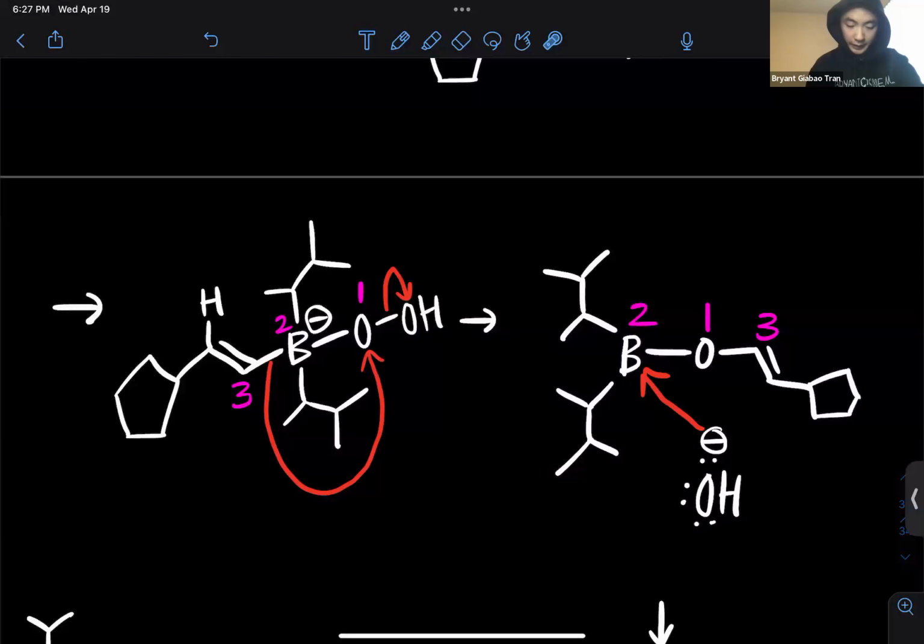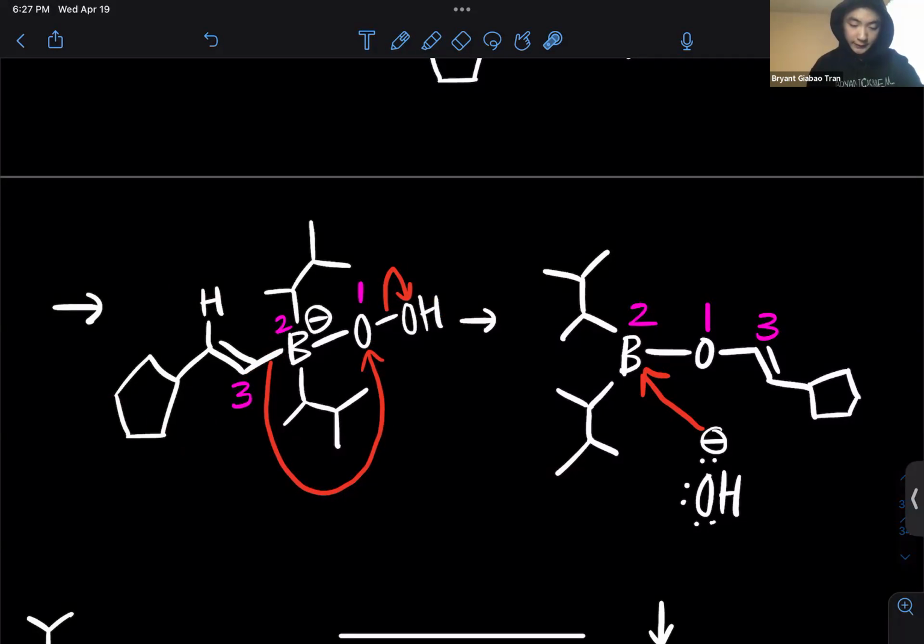So now this is where the weird step happens. This is the migration step. Boron wants to get rid of that negative charge. So this R group here will migrate and bond to this oxygen here and kick out the OH group. So the way that I keep count of what groups are attached to which groups is that I label the atoms that are moving and nearby each other.